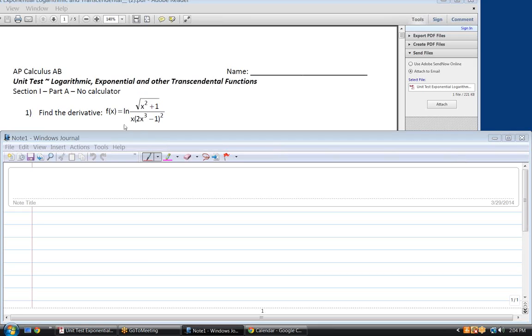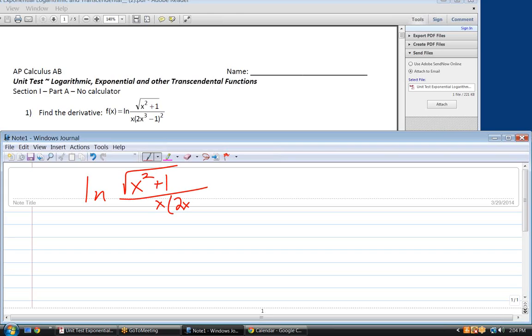In other words, we would let u equal that whole thing inside, and then we would find out what du/dx was, and we would just use the chain rule. But then I realized that, wow, that is a hard problem if you do it that way. What's a better way to do this problem? Would that be to use the rules of logs, and break that apart into the natural log of the top minus the natural log of the bottom?